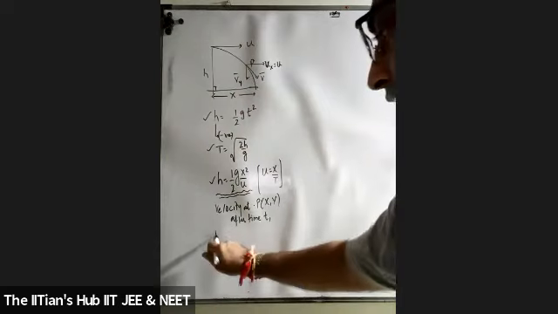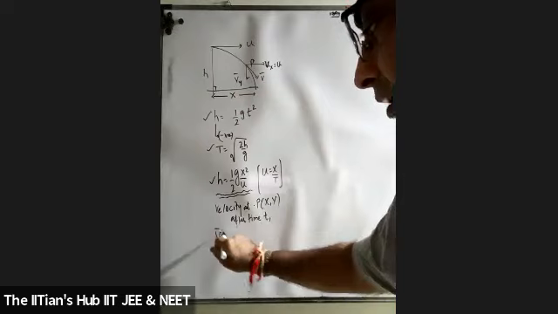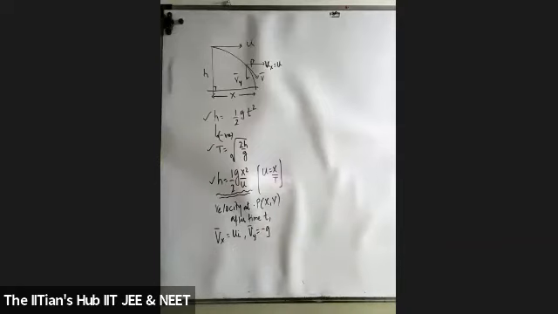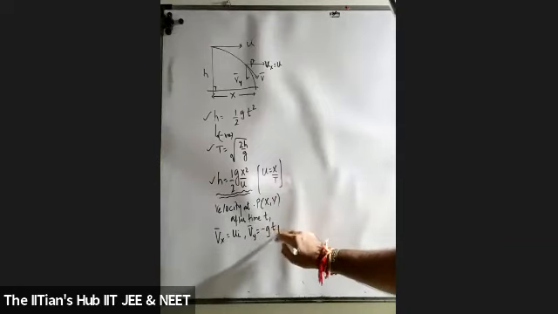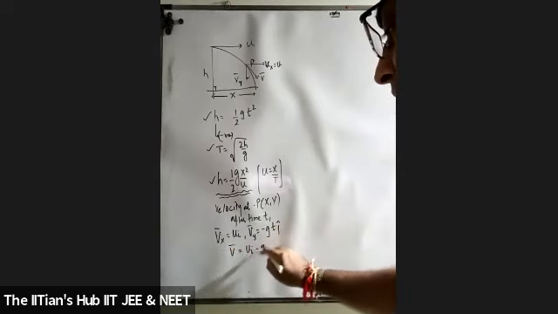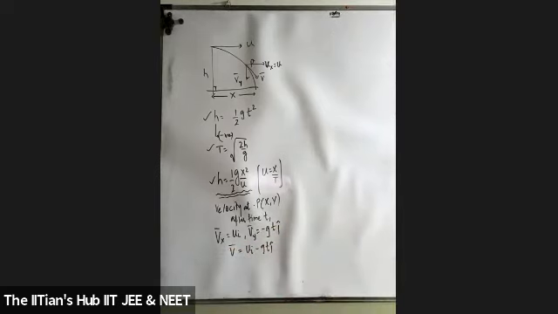That means the velocity along the x-axis will be equal to simply u i. The velocity along the y-axis will be equal to what? Minus g t j cap. Yes. So what exactly is the resultant velocity we consider? It's u i minus g t j cap. Is this clear?